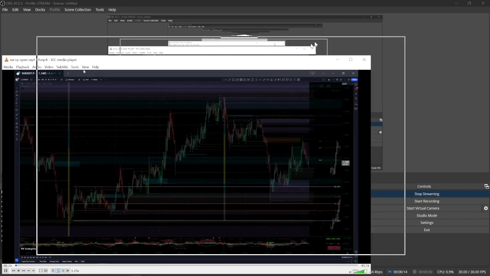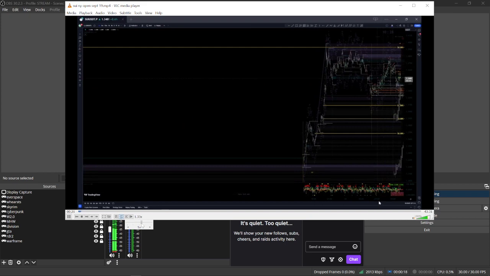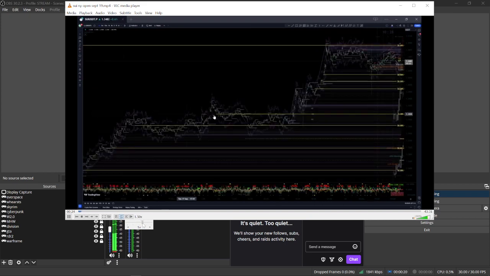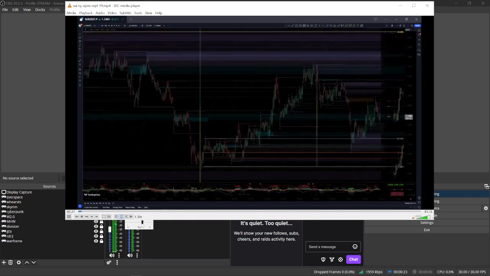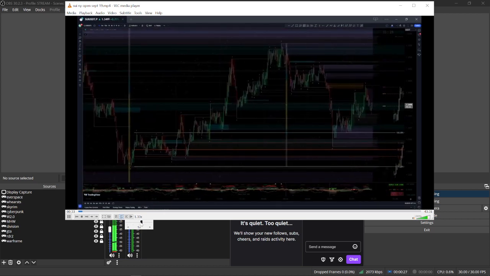We are at SUI USDT right now. It's a very nice coin. It moves nice. Let me go quick through it here.